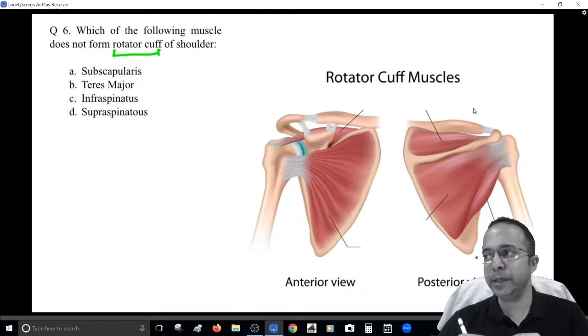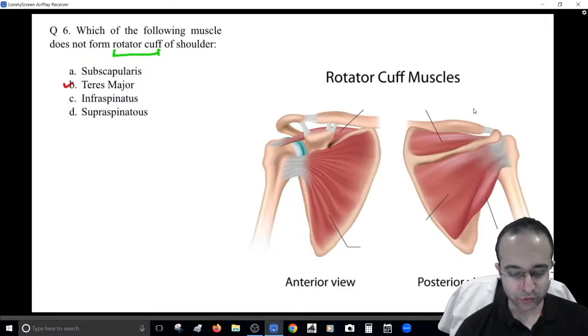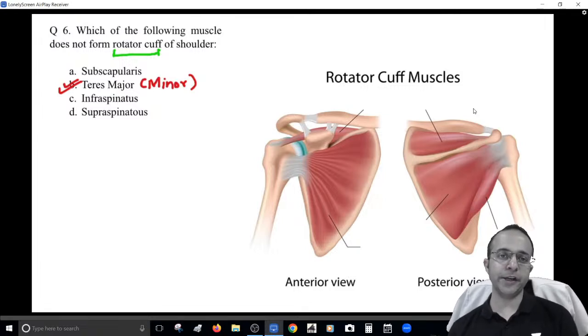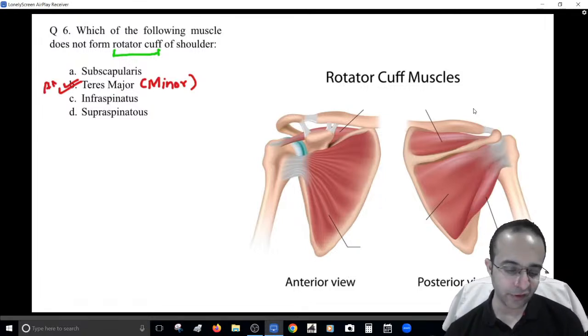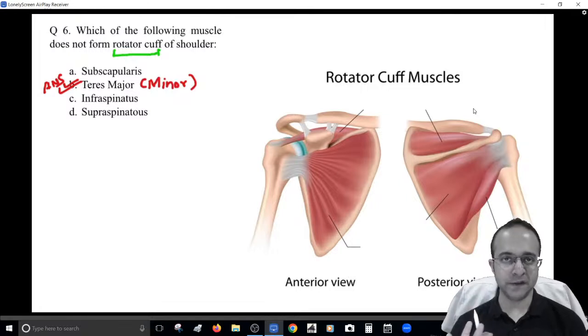Neha says B, Navneeta says B, but Shubham says D. So there's a bit of fight between you guys, so I won't let you fight much. It's actually teres major that is the answer. It is not teres major, it is teres minor that is actually a muscle of rotator cuff. So here it is written teres major, so it was a close call, so that's what becomes the answer. See, rotator cuff, a group of four muscles going right in the front of scapula, attaching to the lesser tuberosity.